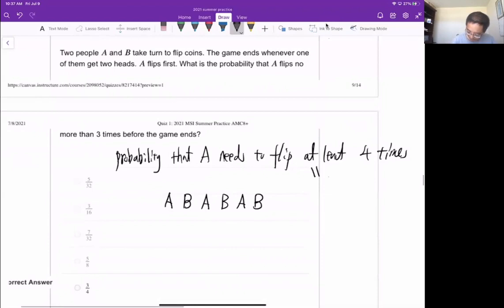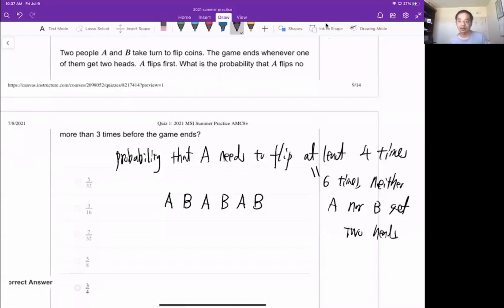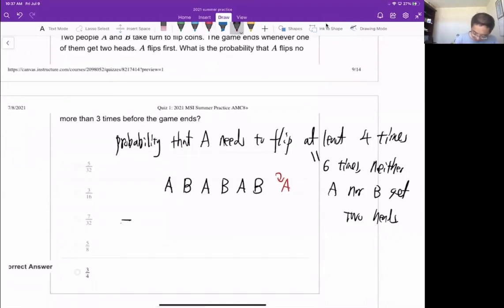So this is equivalent to: in the first 6 flips, neither A nor B gets 2 heads. And if that's the case, then the game has to continue and move to A again. That means A has to flip at least 4 times. Okay, so this means two things happen simultaneously: A flips 3 times and B flips 3 times, with no 2 heads. Right?